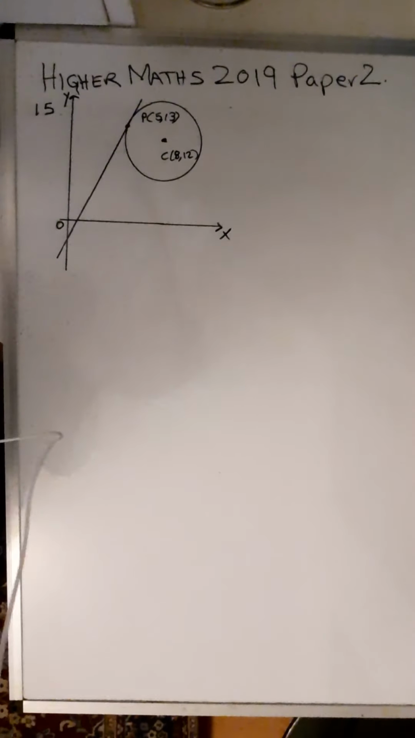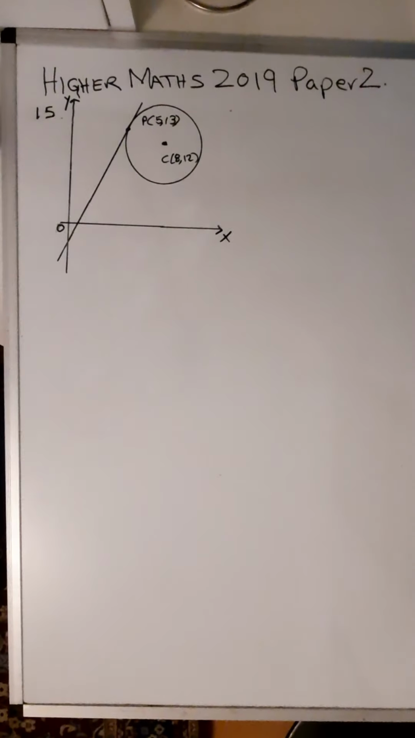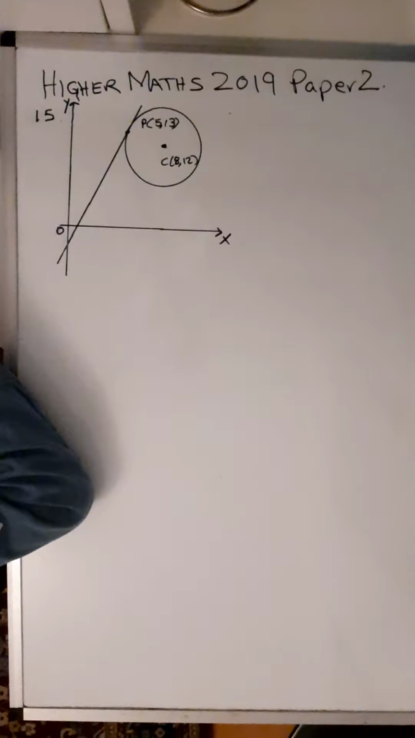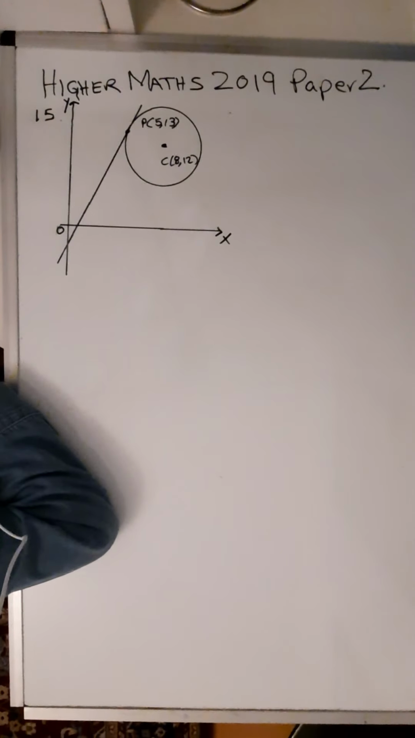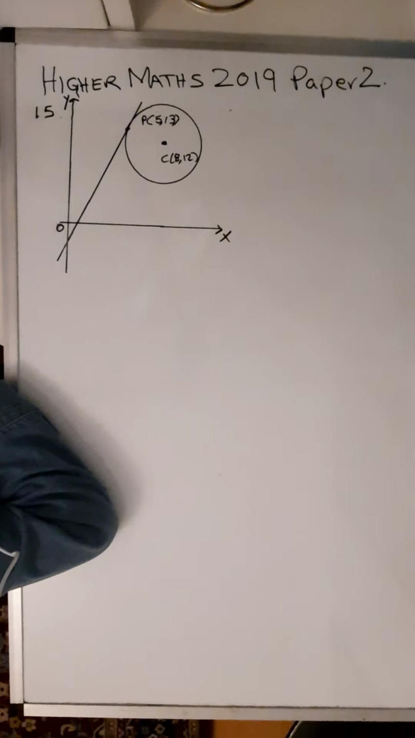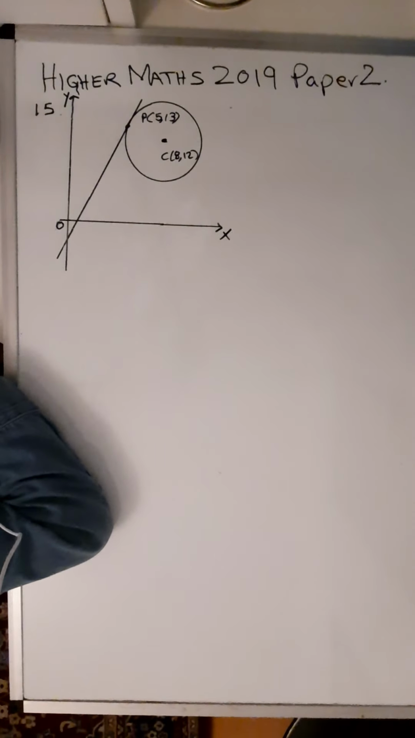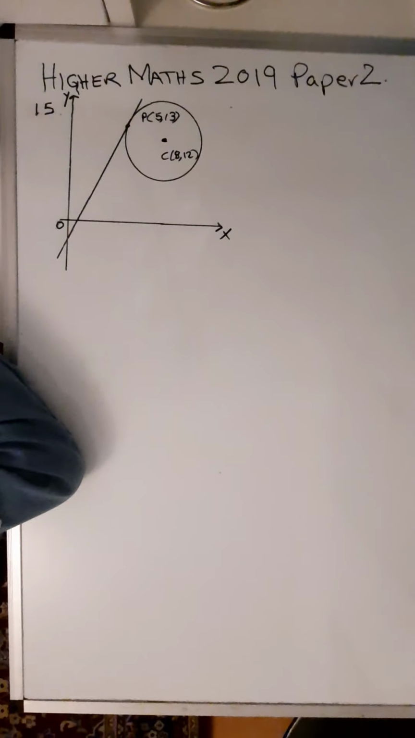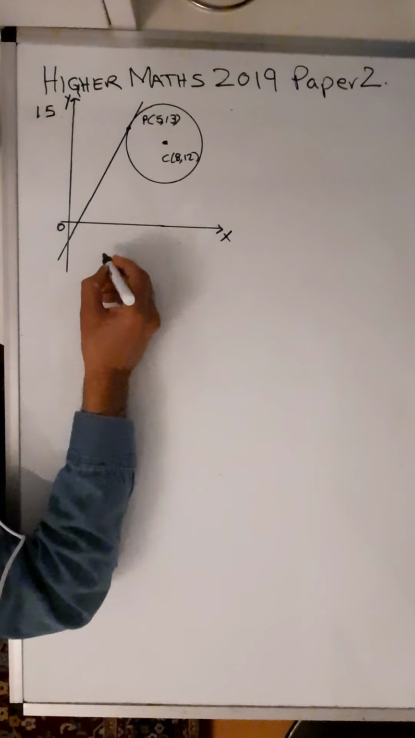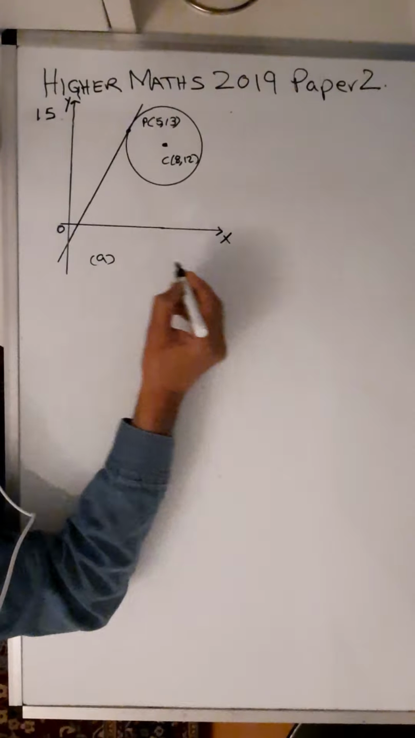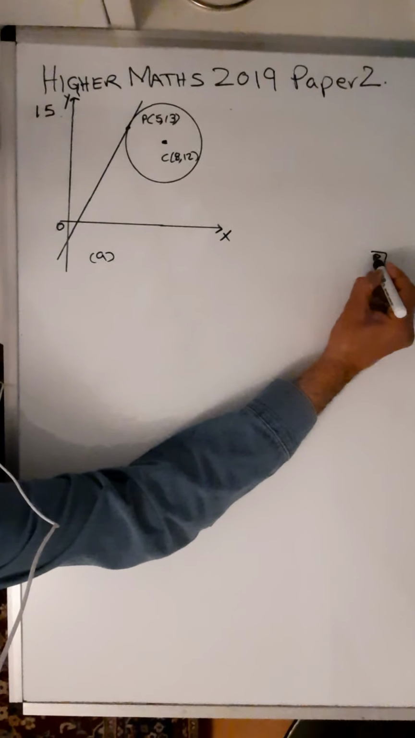Higher Maths 2019 Paper 2 Question 15. A circle has center (8, 12). The point P (5, 13) lies on the circle as shown. Find the equation of the tangent at P, for 3 marks. Part A: for 3 marks you're finding the equation of the tangent.